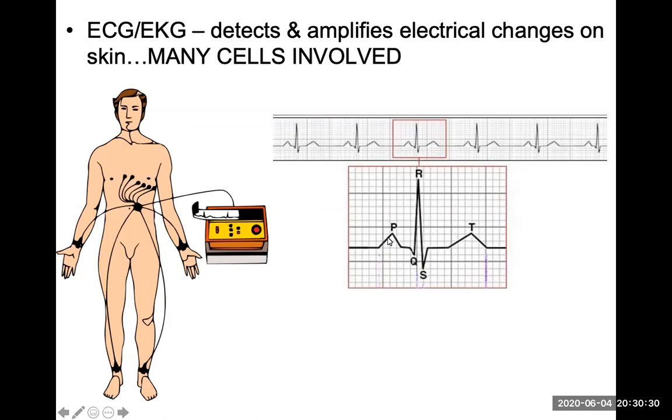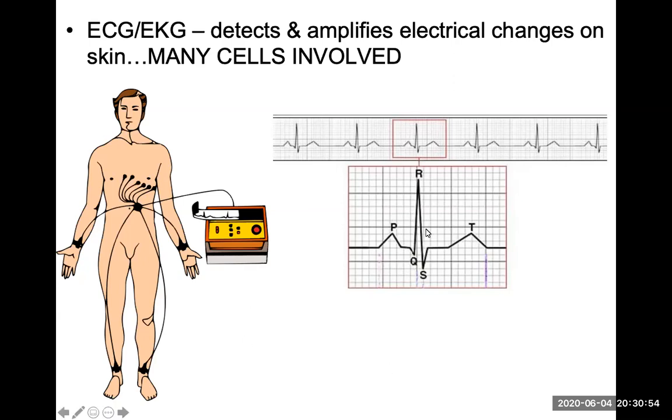The P wave refers to the depolarization of the atria. And when you hear the word depolarization, that just means an electrical signal is being passed through that area of the heart. So the P wave refers to depolarization of the atria, which will lead to atrial contraction, because for any cell to contract, you need an electrical stimulus traveling through it first.